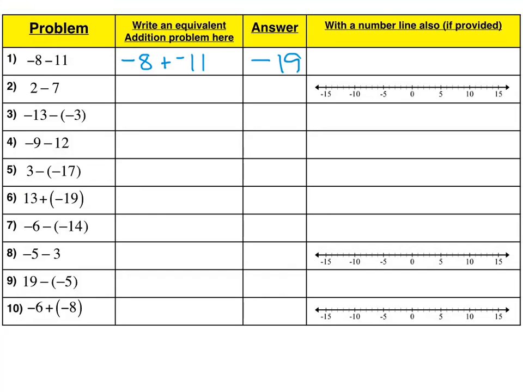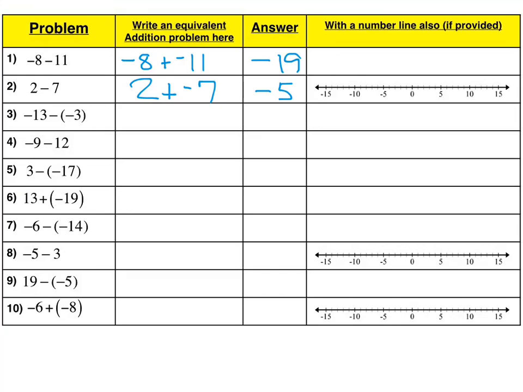Number 2, we would write that as an addition expression. So after we add the opposite, however you want to think about that, that would become 2 plus negative 7. If it is a subtraction problem, I will require you to turn it into an addition problem. From there, we need to find the answer. So what would that be, Michael? It would be negative 5. We have 7 negatives, 2 positives. We have 5 more negatives than positives.